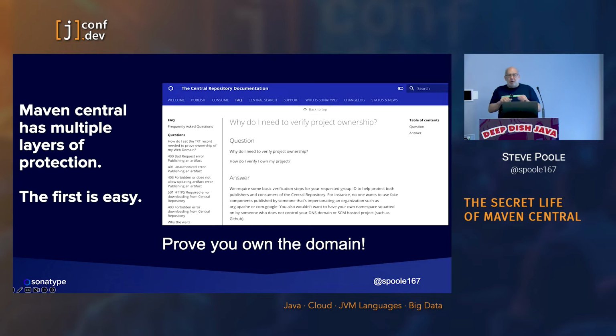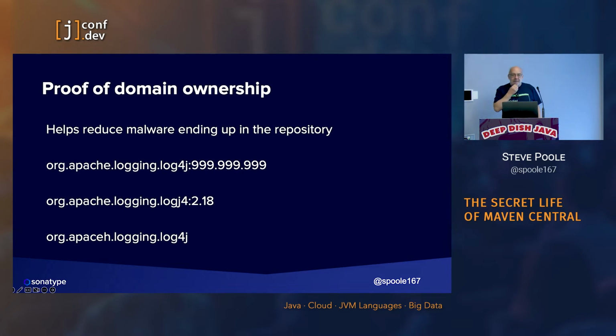Right? And so people go, well, but Node doesn't do that, and Python doesn't do that. And it's like, yeah, that's right. We do it for very good reasons. So that's it. The first step is you have to prove you own the domain. Because if you do that, then a whole bunch of nasties get limited or go away.